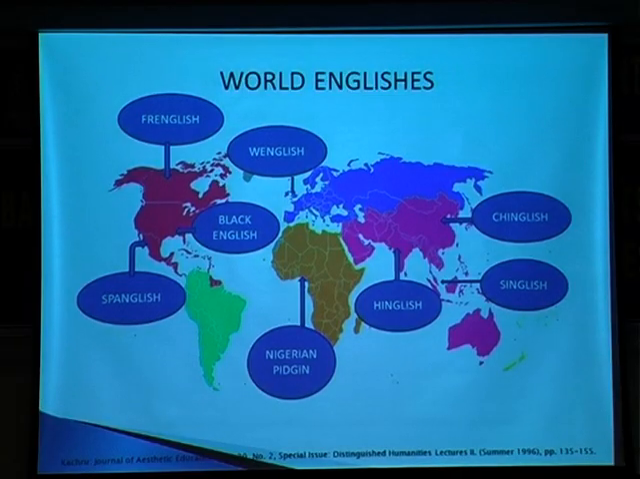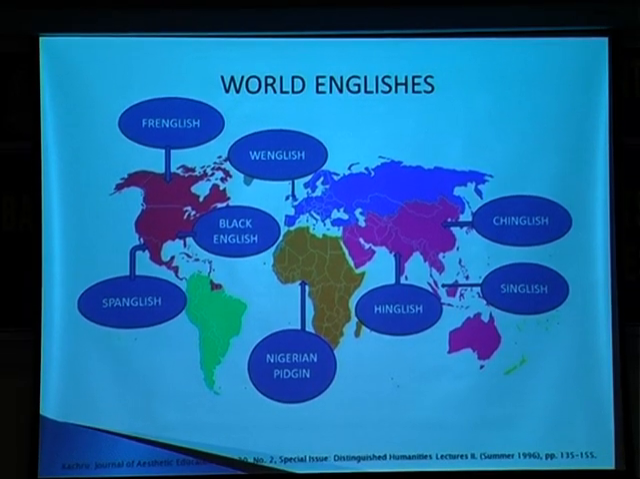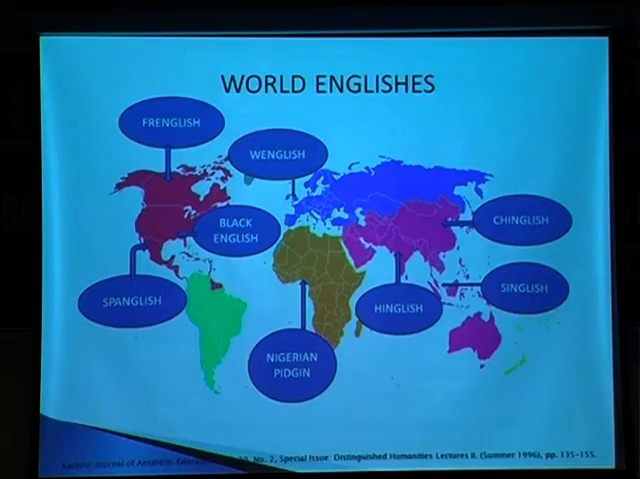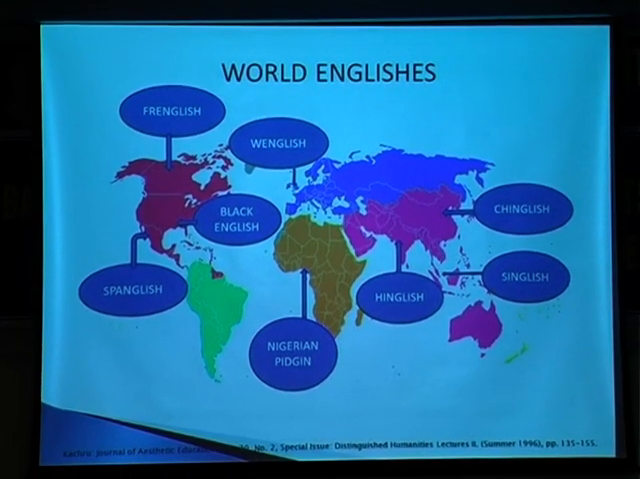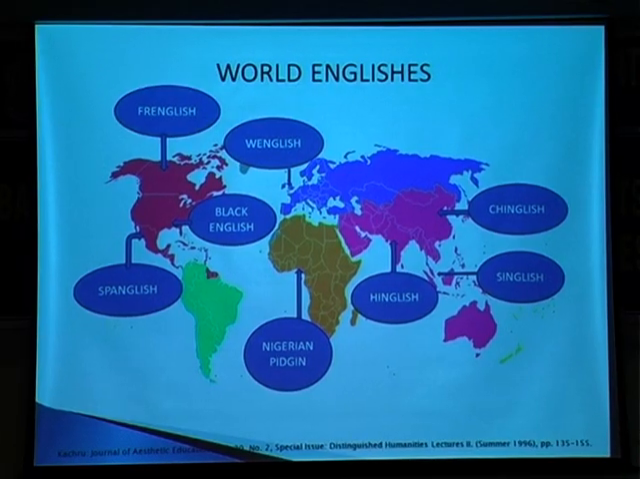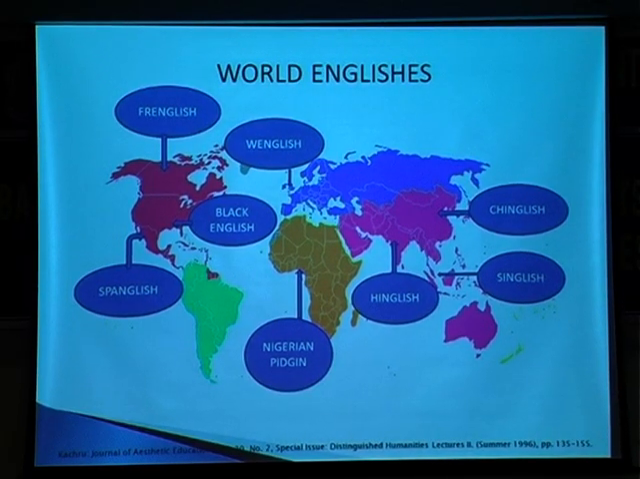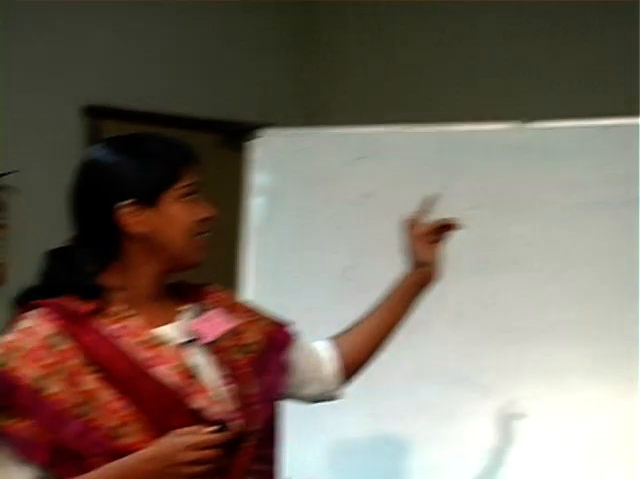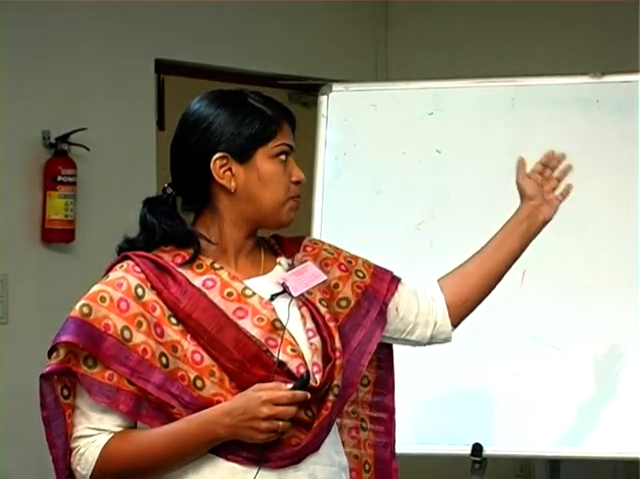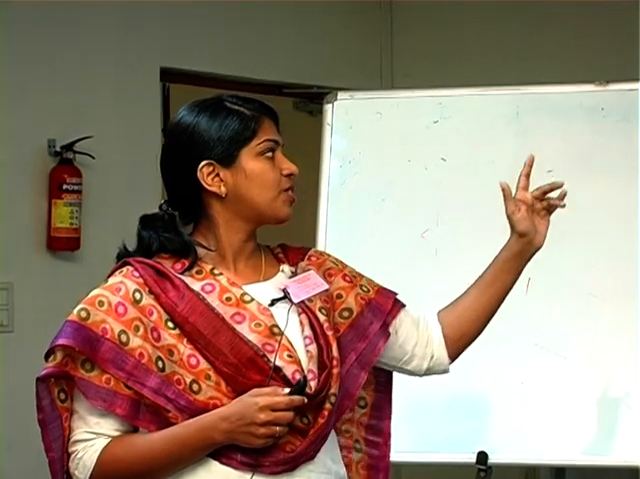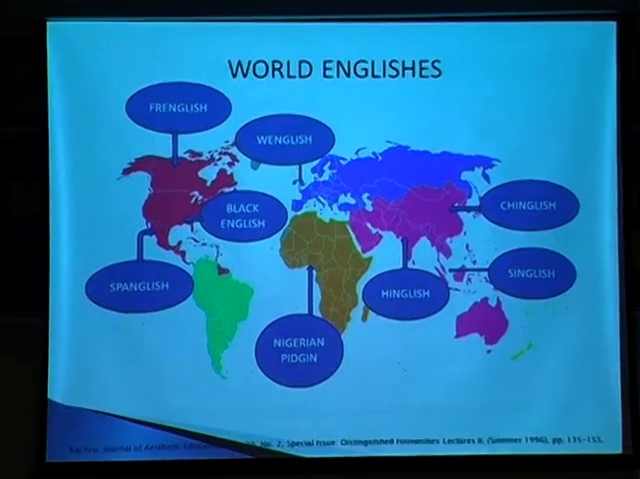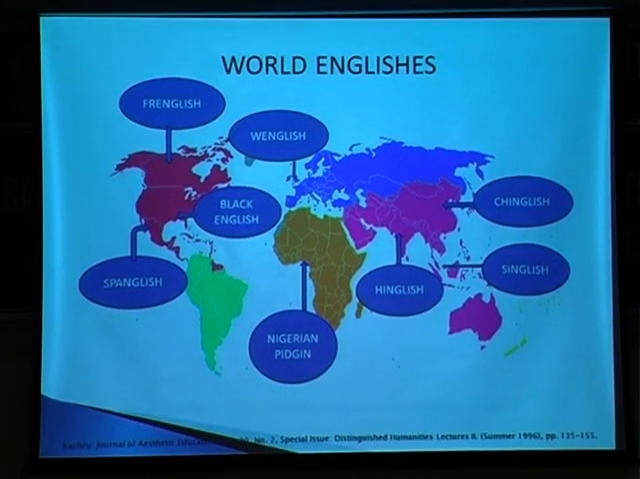So let us just look at this image. Here we see an informal representation of the different varieties of World Englishes. This is an informal representation only, okay. So there in Canada we have the Franglish because we have a lot of French speaking people there. Then there is the Spanish, Spanglish. There is the Black English, Wenglish, Nigerian Pidgin, then Hinglish, Chinglish and Singlish.